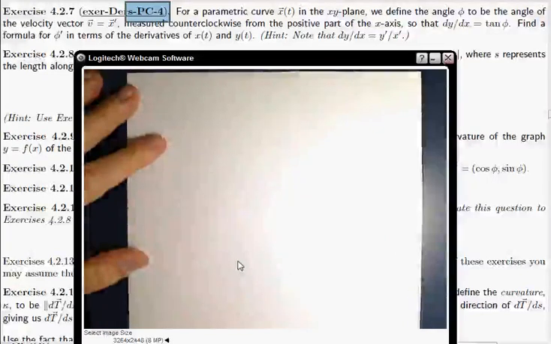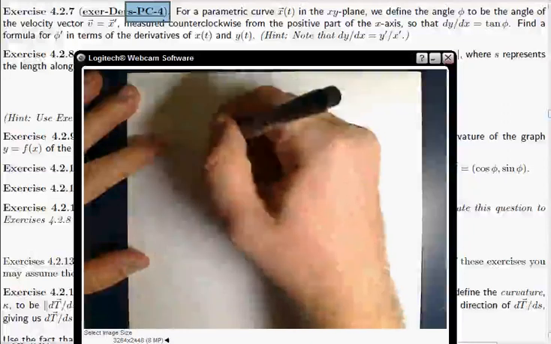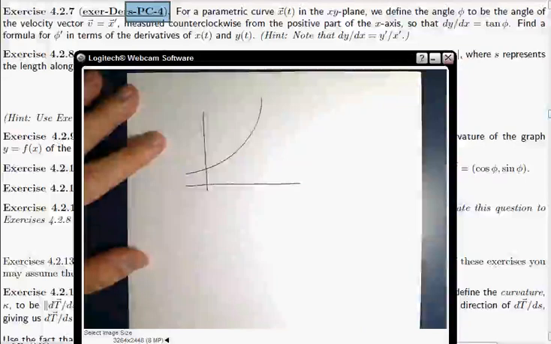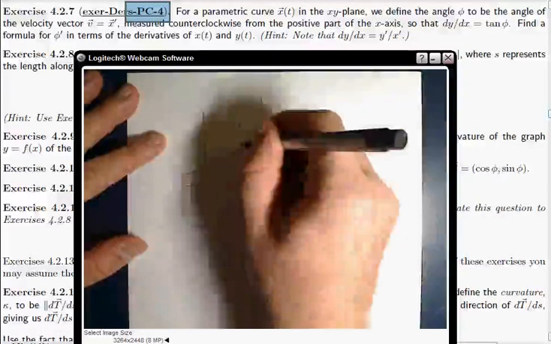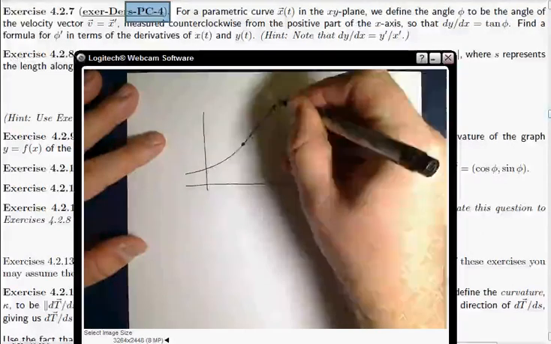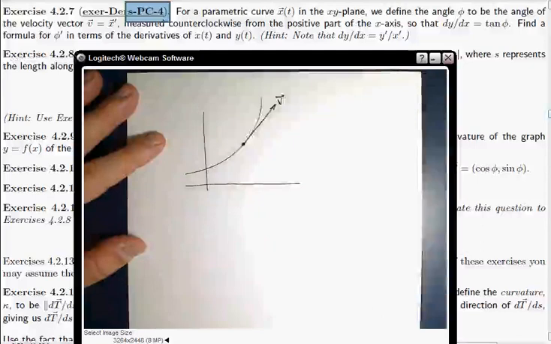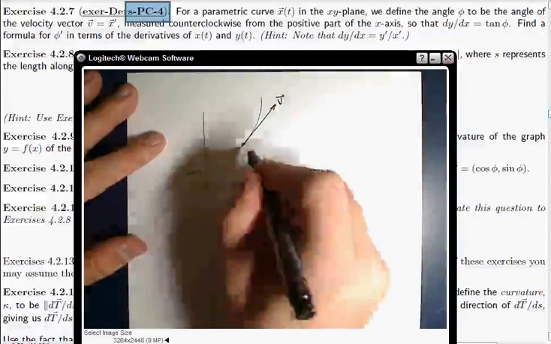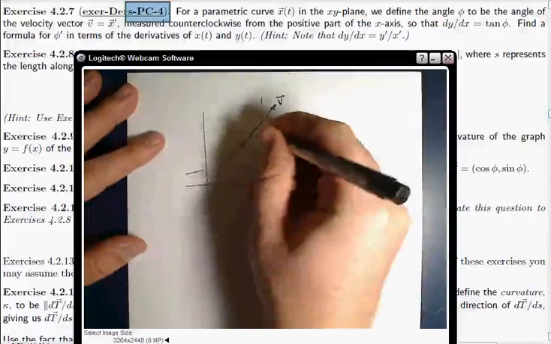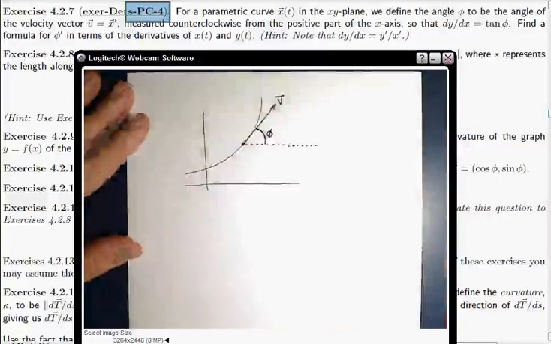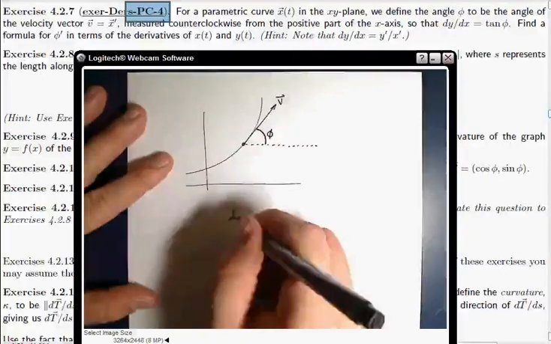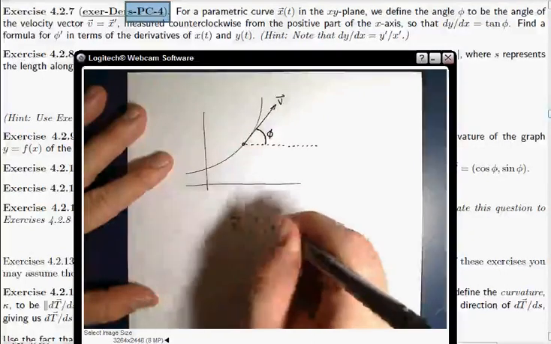Okay. Yeah, so you've got a parametric curve in the XY plane. And we have a picture of this on the other page over there. Maybe I'll roll over to it in a second here. But at any point, we have a velocity vector. And here's the parallel to the x-axis, and that defines this angle here, phi. Right. And we know that dy/dx is equal to tan phi.